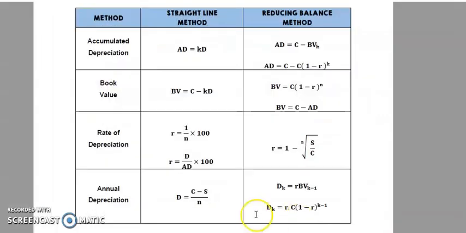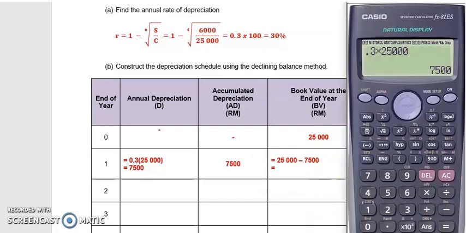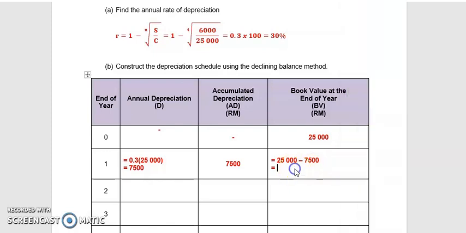If you look at the formula here, book value equals cost minus accumulated depreciation. So 25,000 minus 7,500, which equals 17,500.